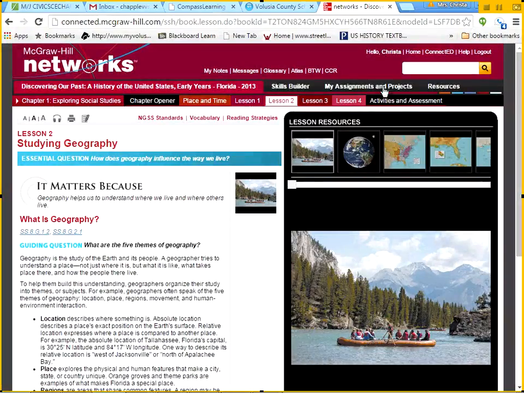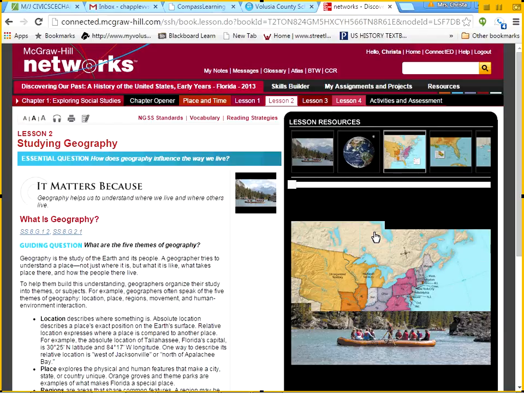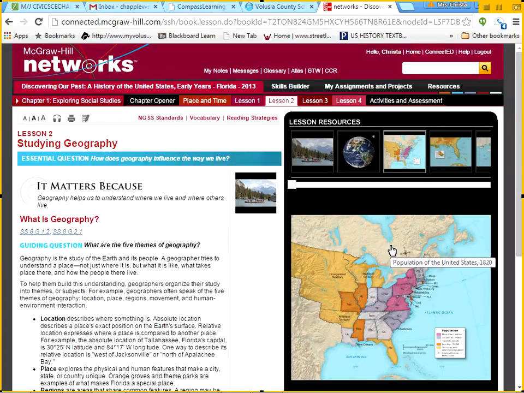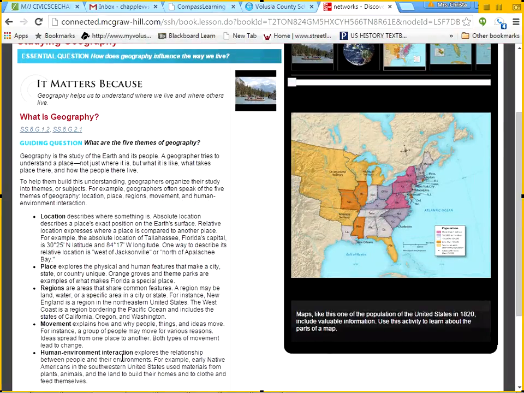Okay, so basically what we're going to go over is the map activity for lesson 1.2, and we're focusing on chapter 1, lesson 2, hence the lesson 1.2. In this you're learning more about geography. We're just going to review some things about maps. And one of the things we need to talk about are the 5 themes of geography. You've got location, place, regions, movement, and human-environment interaction.